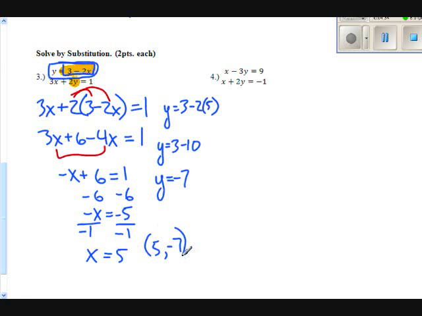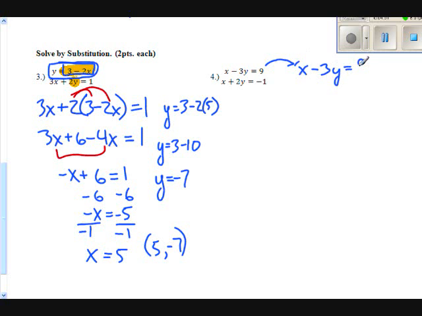All right? If I take a look at the next one, again, solving by substitution, I've got to solve one of these equations for one of my variables. Okay? Doesn't matter which one. It's up to you. I'm going to go ahead and take this first equation, and I'm going to solve it for x.